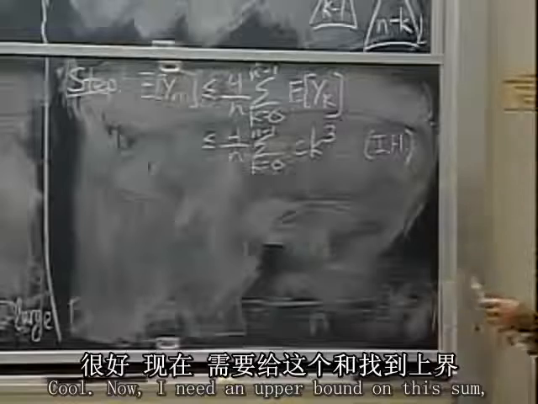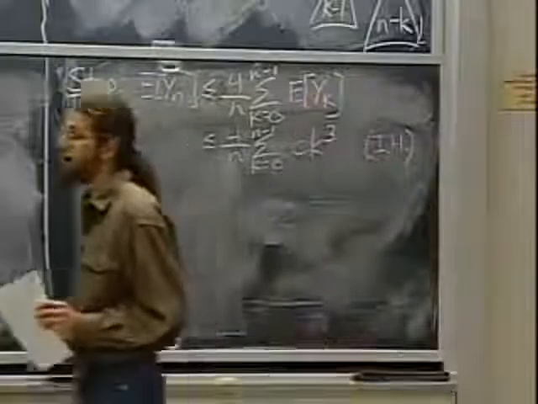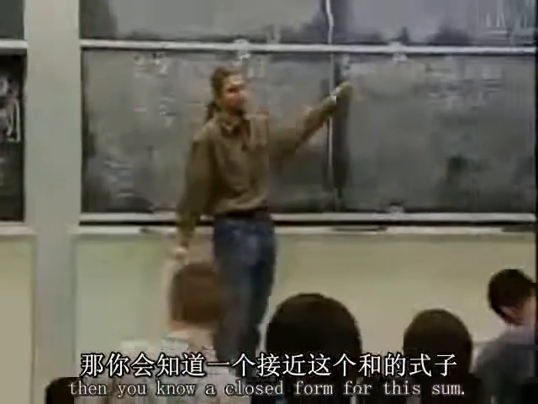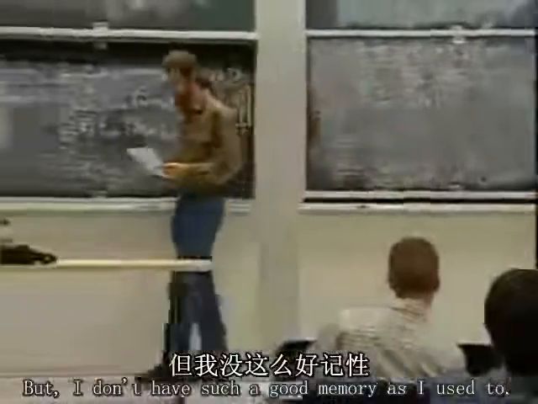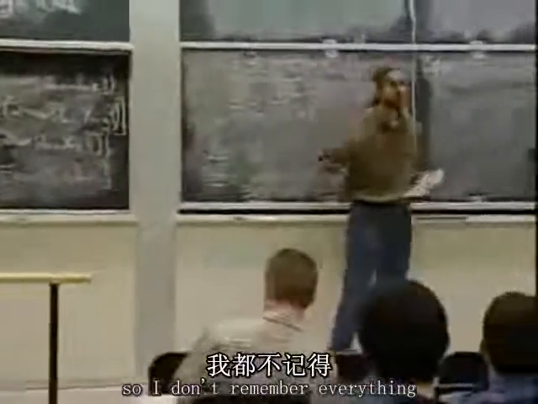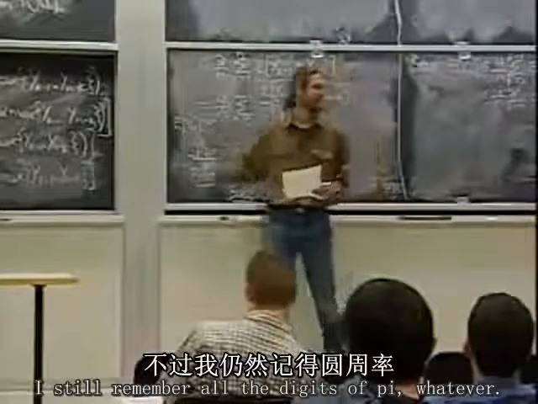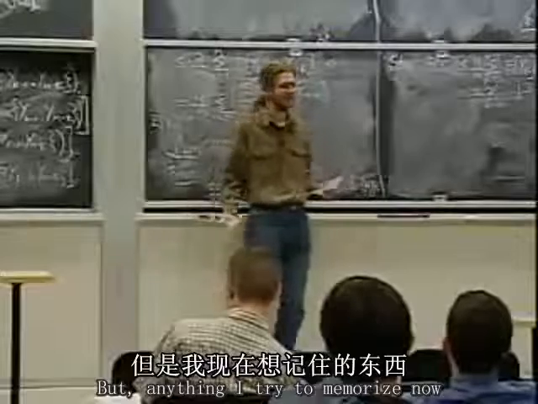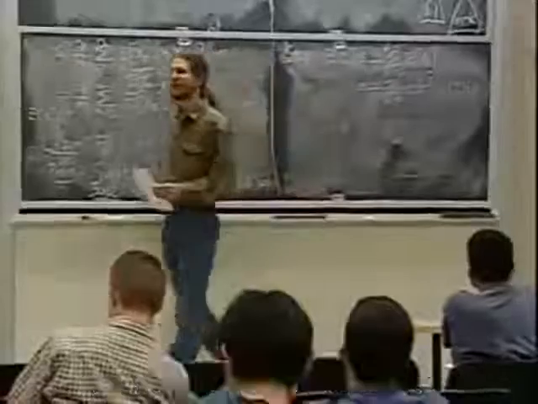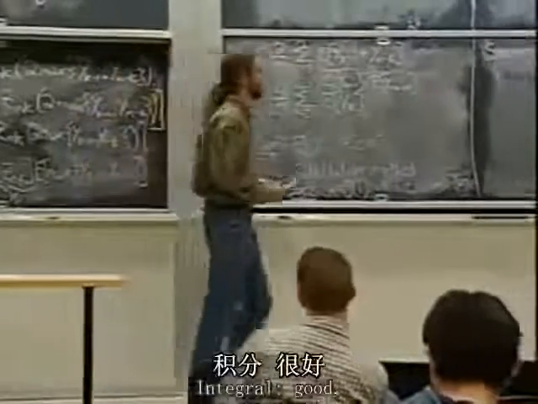Cool. Now, I need an upper bound on this sum. If you have a good memory, then you know a closed form for this sum. But I don't have such a good memory as I used to. I never memorized this sum when I was a kid, so I don't remember it. You know, everything I memorized when I was less than 12 years old, I still remember. All the digits of pi, whatever. But anything I try to memorize now just doesn't quite stick the same way. So I don't happen to know this sum. What's a good way to approximate this sum? Integral. Good.